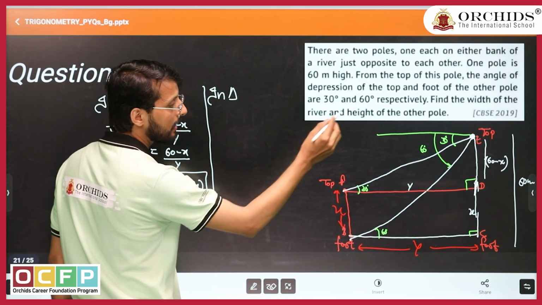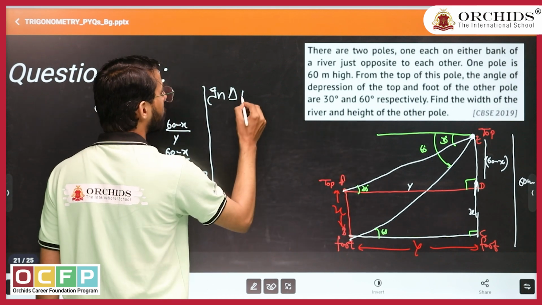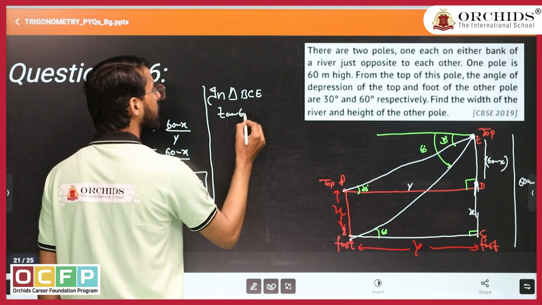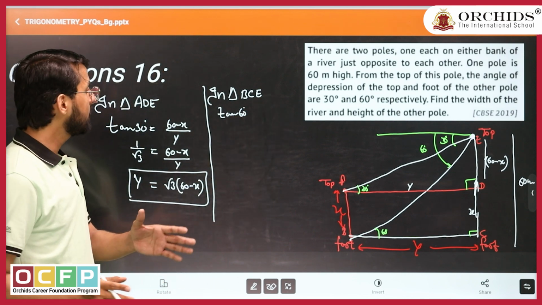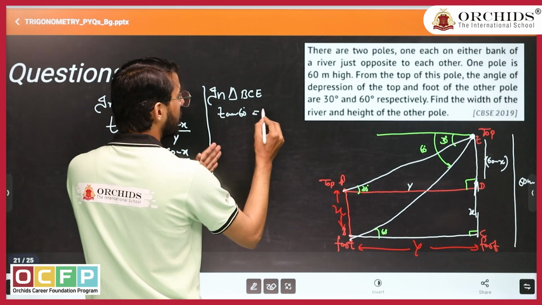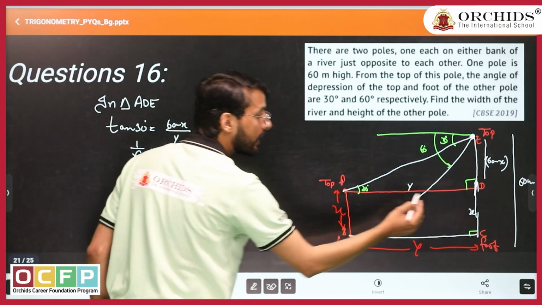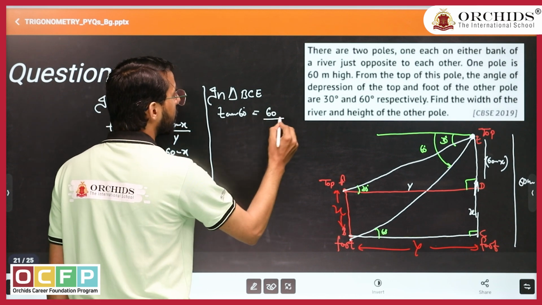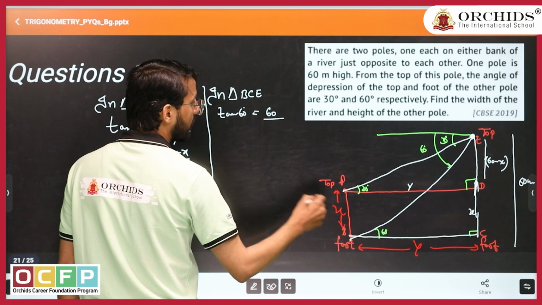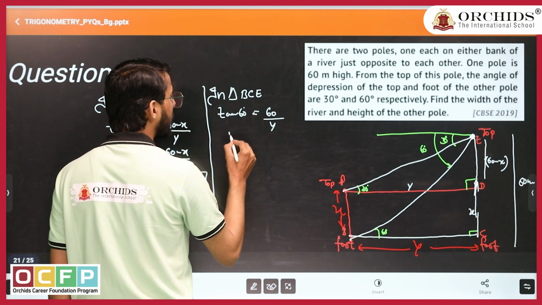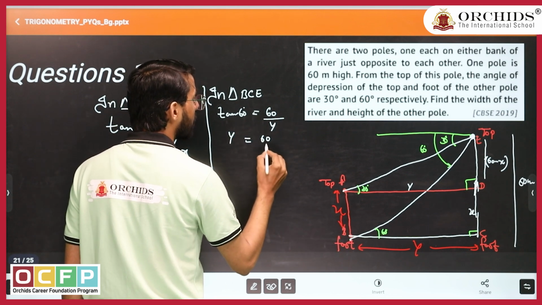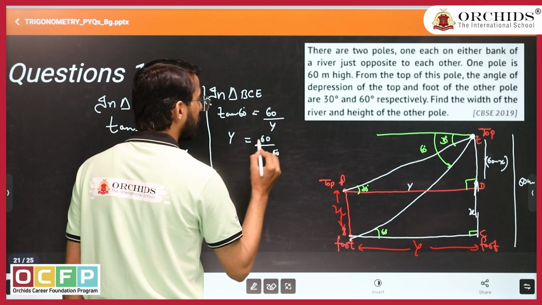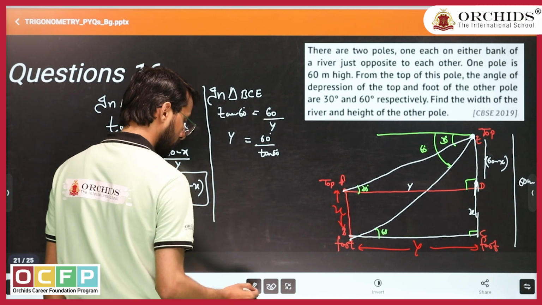In triangle ECB or BCE, the angle is 60 degrees, so I can use tan 60. Tan 60 is equal to P by B. Since the perpendicular P is the whole length of EC, which is 60 meters, and the base is Y, Y is nothing but 60 by tan 60.